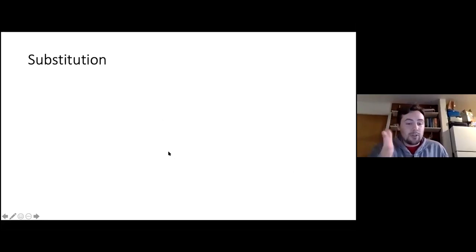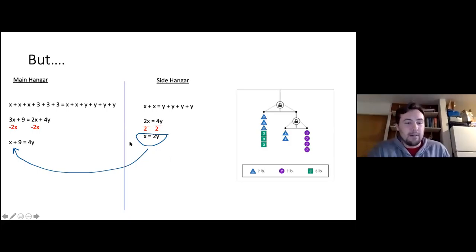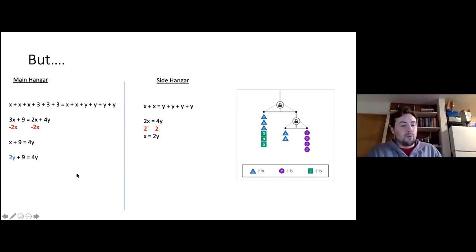And so when you're thinking about substitution, we know from simplifying earlier that x equals 2y. You don't know what x is specifically, you don't know a specific number, but you know x equals 2y. So instead of having x equals 5 or x equals 7 or x equals 10, you can plug in 2y for x. If you do that, you get 2y plus 9 equals 4y.